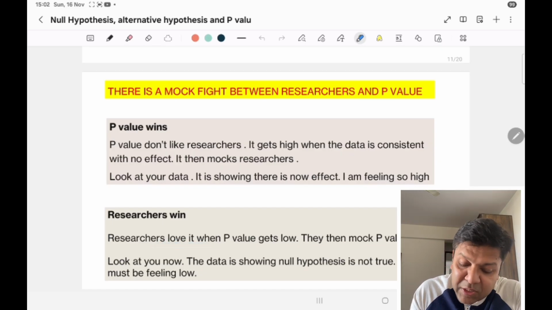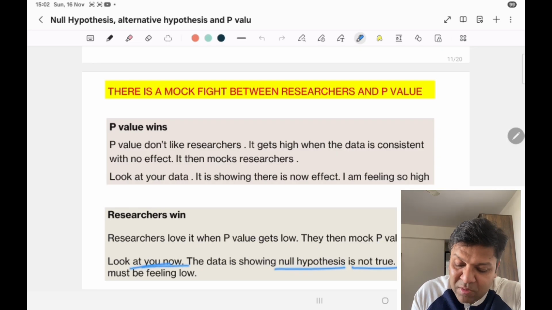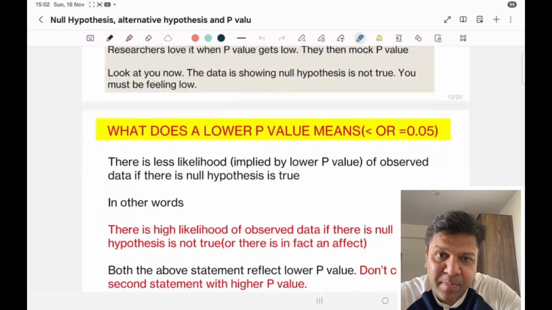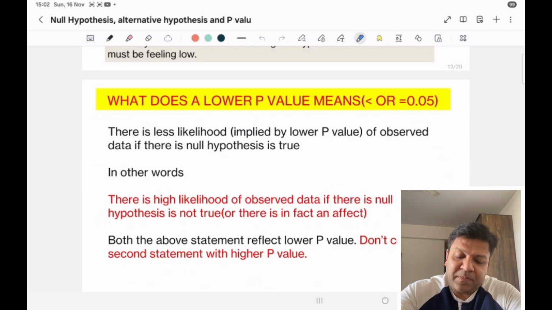Researchers win. Researchers love it when the p-value gets low. We have already discussed that. Then they mock the p-value: look at you now. The data is showing that the null hypothesis is not true. You must be feeling low. So just read it, have fun with it, and you might be able to remember the concept better in the long run.